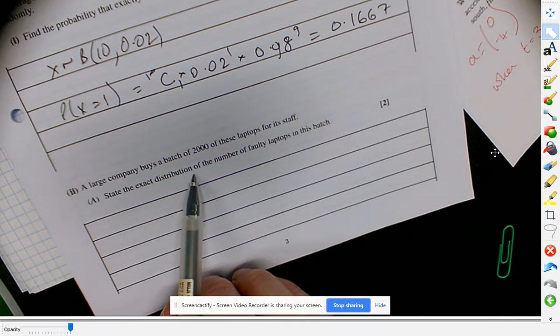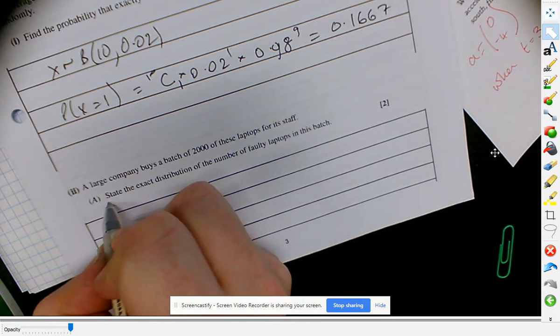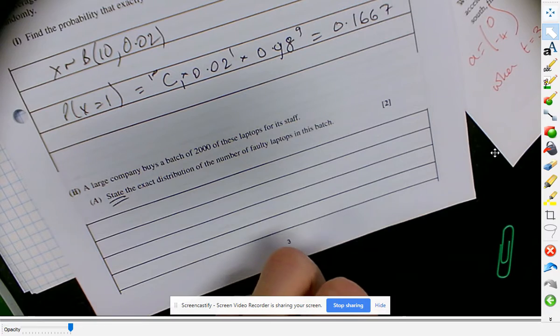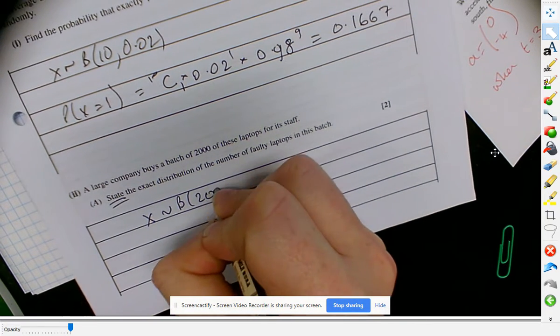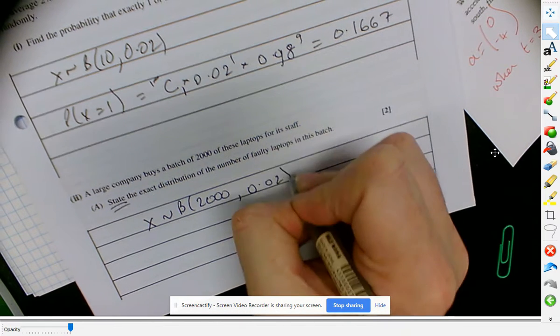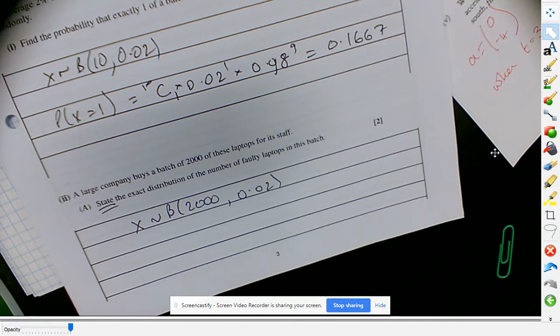Okay. A large company buys a batch of 2,000 of these laptops. State the exact distribution. State means there's no working out. So we are just being told to write this. Right, that's all it's asking for. What distribution is this? If you remember, you've just used binomial in part 1. So it's the same, but with a larger sample.